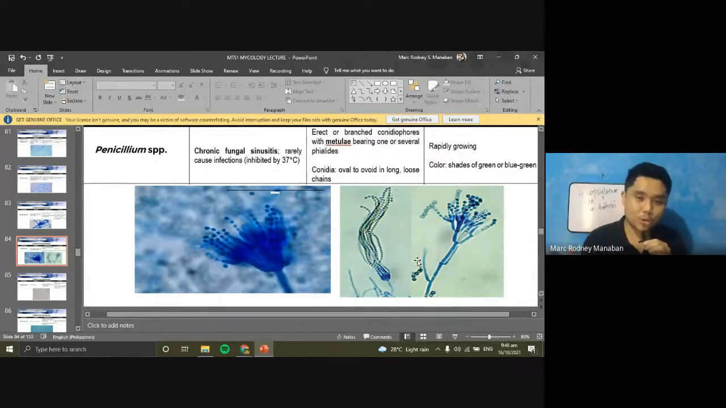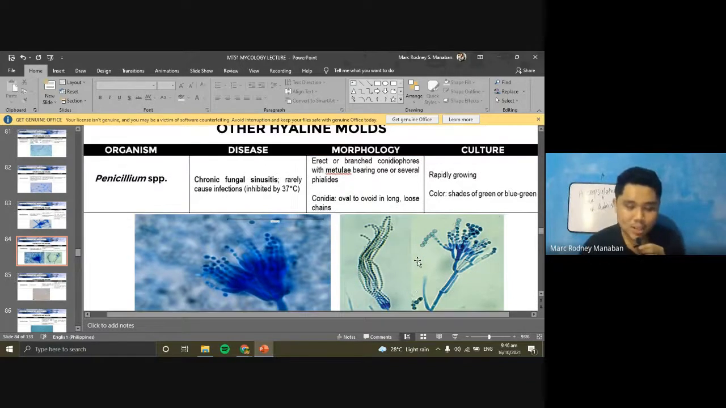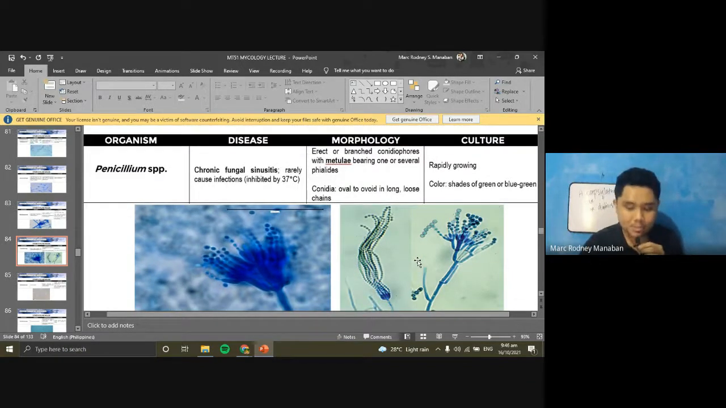A lot of our antibiotics also come from fungi or bacteria, such as streptomycin. From the name, it comes from Streptomyces. Erythromycin too, I forgot. Anyway, a lot of them come from fungi. All right, that's for Penicillium. It can cause disease in the immunocompromised, but rarely.